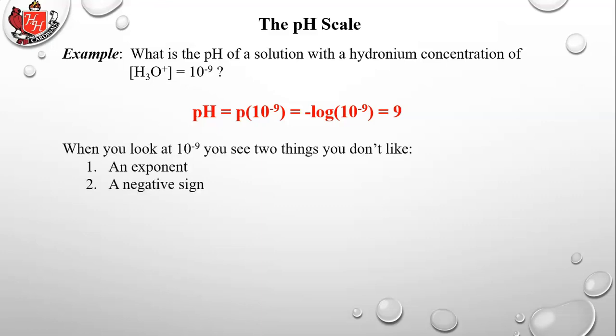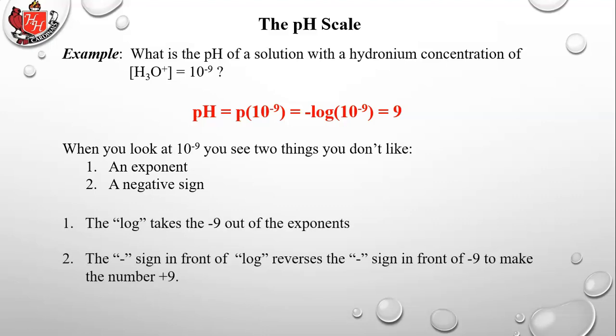When you look at 10 to the minus 9, you see two things you don't like: an exponent and a negative sign. So you want to get rid of exponents and negative signs if you can. Even scientists don't like to deal with those if they don't have to. So the log takes the negative 9 out of the exponent. It just makes it a negative 9. So log of 10 raised to the minus 9 is simply minus 9. And the negative sign in front of the log reverses the negative sign in front of the 9 to make the number positive 9.